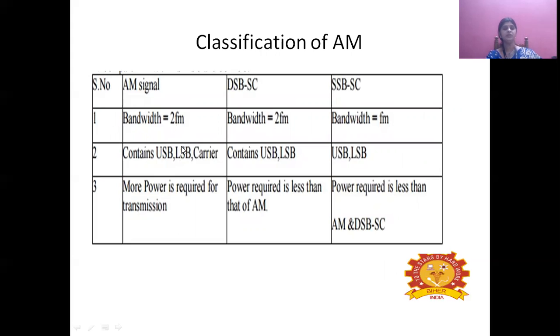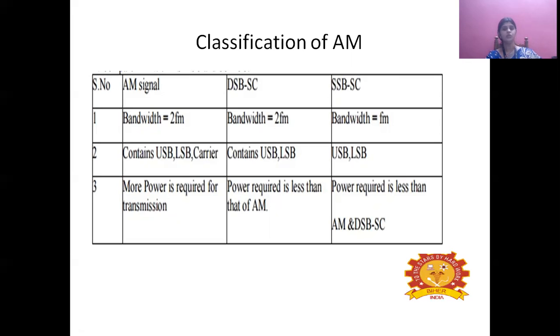Two main resources of the communication system are the transmission power and the bandwidth. Here more power is required for transmission in the case of the AM. So our aim is to always save the transmission power and the bandwidth. If you calculate the efficiency of the AM, it will be very less, only 33%, because more power is wasted because of carrier transmission.